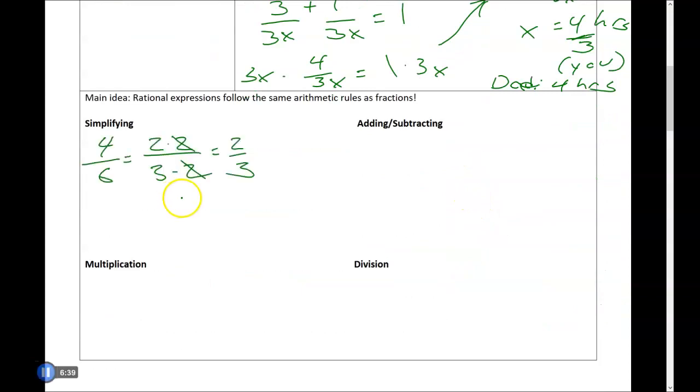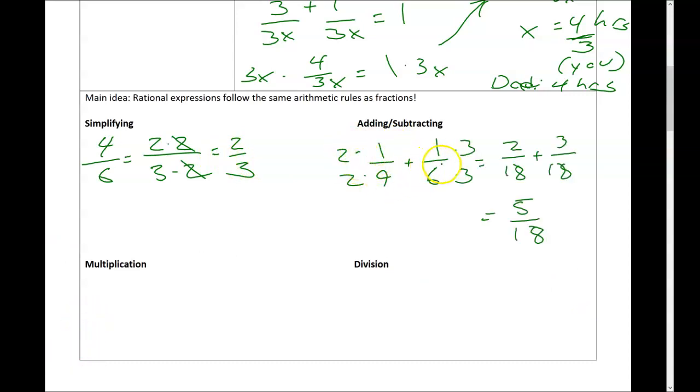So let's make sure we understand those, right? So to simplify a fraction, we're just going to pull out a common factor from the top and bottom, and cancel them out, right? So this looks really familiar to what we've been doing. To add or subtract, we need a common denominator, right? So here's an example of that.